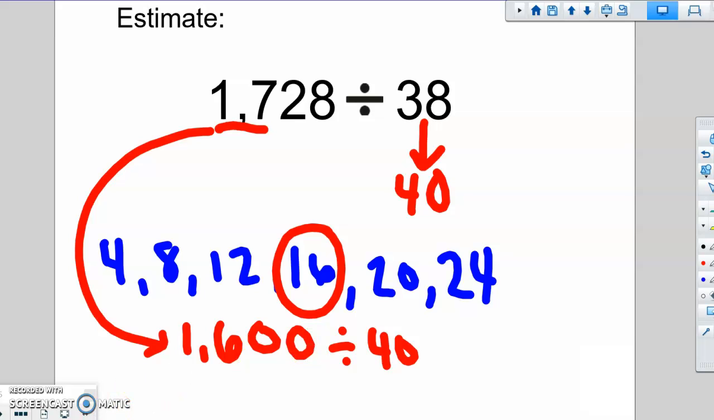Now what I can do is break up 40 to make the division a little bit easier. So I'm going to break up 40 into 10 and 4. So when I'm dividing 1,600 by 10, I am going to bump off that 0. Okay, now I'm going to think 16 divided by 4 is 4. And then I have 1 0 remaining. So I should have a final answer of 40.